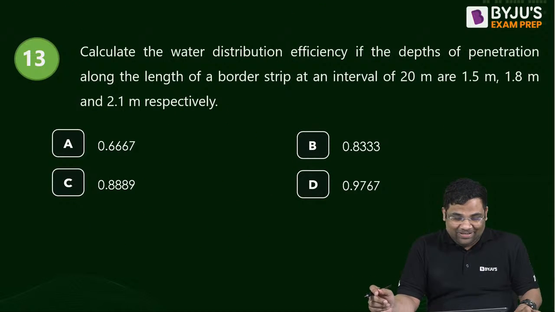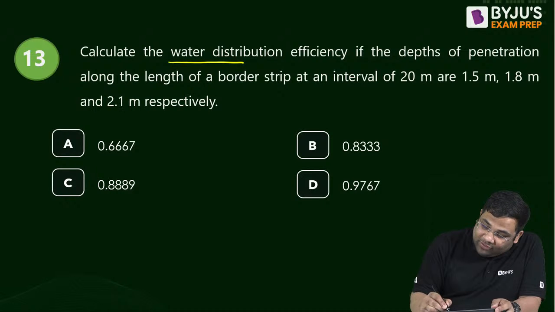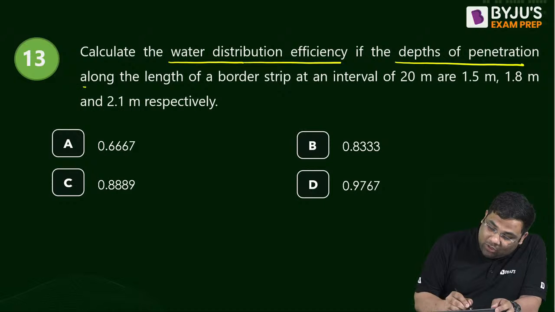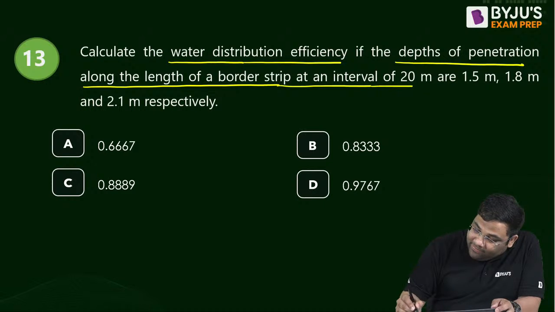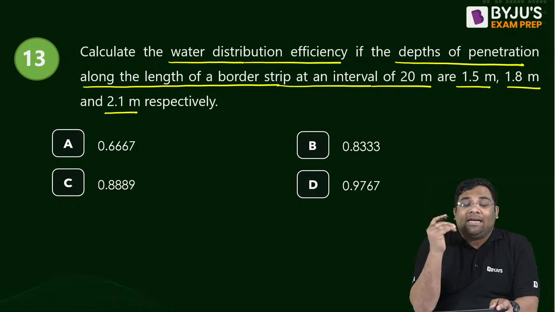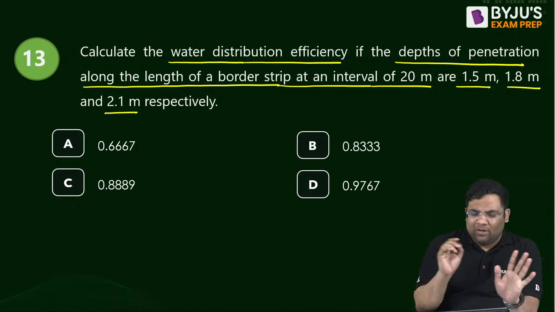Okay, 13th question. Calculate the water distribution efficiency if the depths of penetration along the length of a border strip at an interval of 20 meter are 1.5, 1.8 and 2.1. So this is water distribution efficiency. How to answer this? I will just tell you the formula and we'll discuss this.